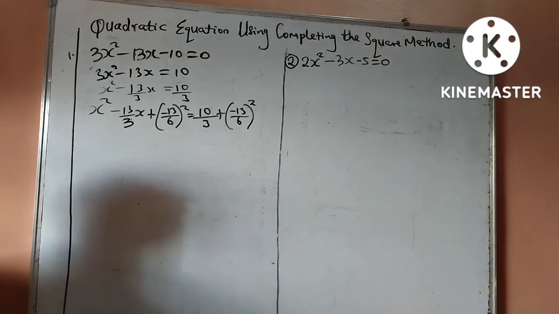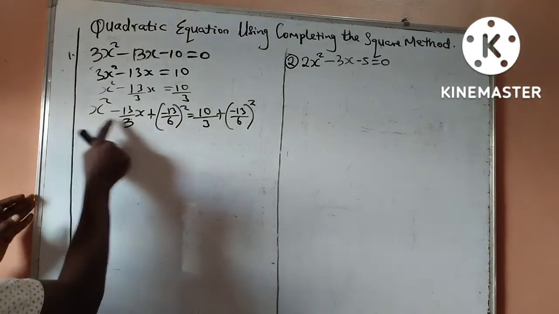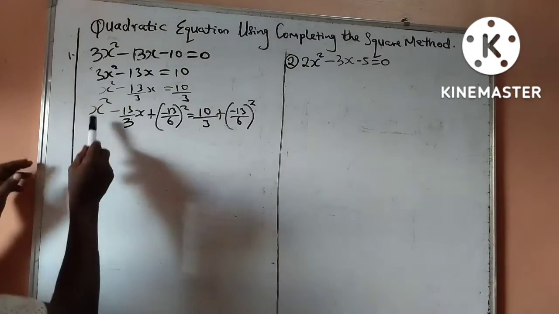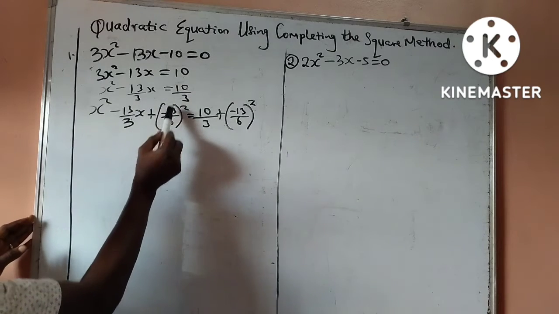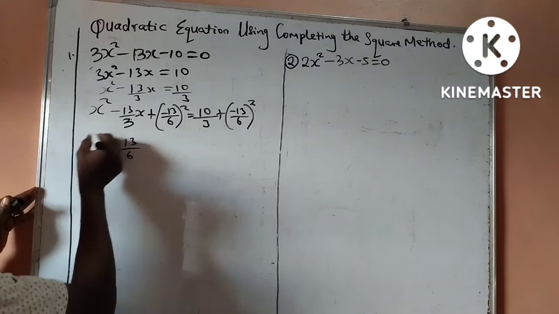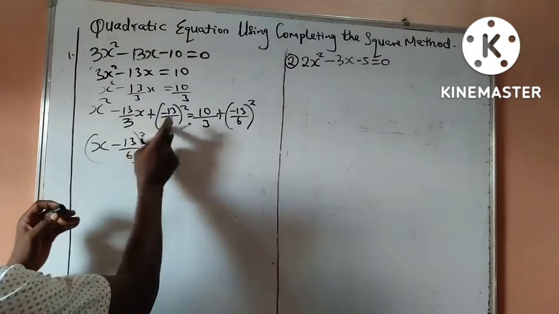So, what is the fourth step? The fourth step is come to the left hand side, take those ones that are squared and use one common square for them. What do I mean? x is raised to the power 2. Minus 13 over 6 is raised to the power 2. I will write it like this, all raised to the power 2. So, I use one common square to hold those ones that are squared.